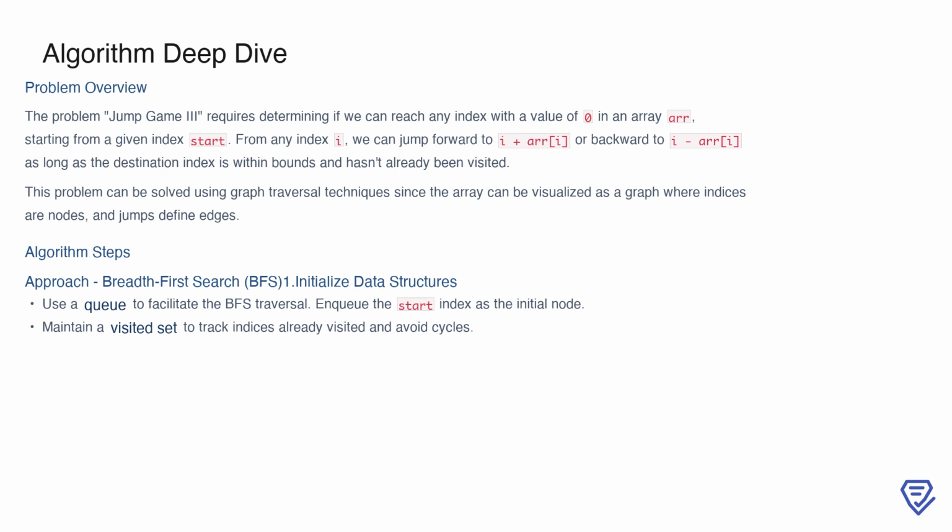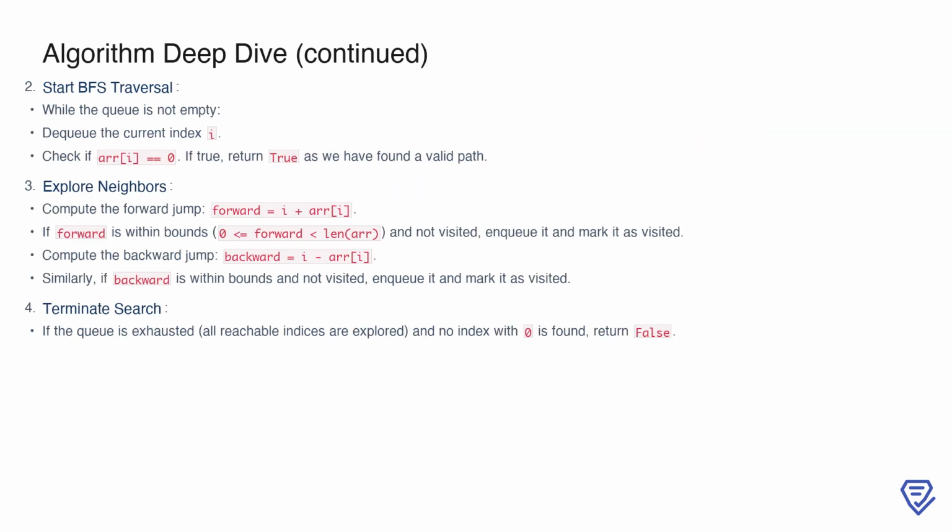The approach we'll focus on here is breadth-first search, or BFS. To begin, we initialize a queue, which will help us systematically explore the possible jumps, starting with the given start index. Additionally, we use a visited set to keep track of indices we've already processed, ensuring we don't revisit them and create cycles. Next, we start the BFS traversal.